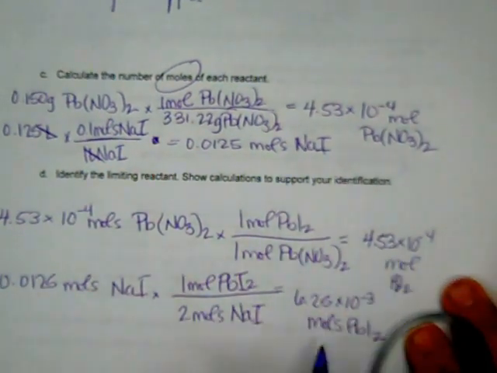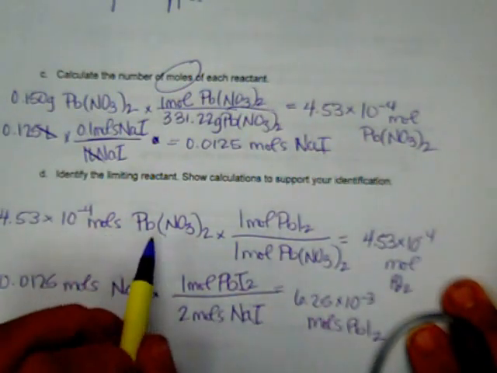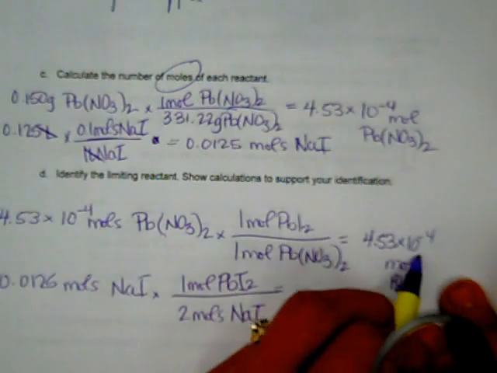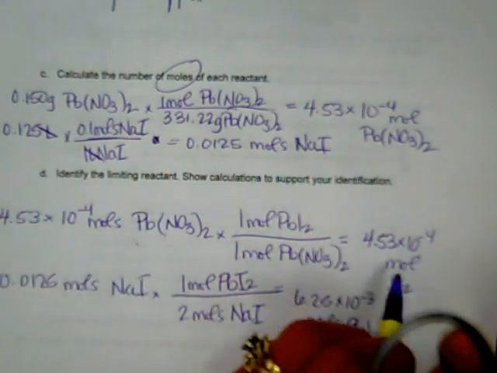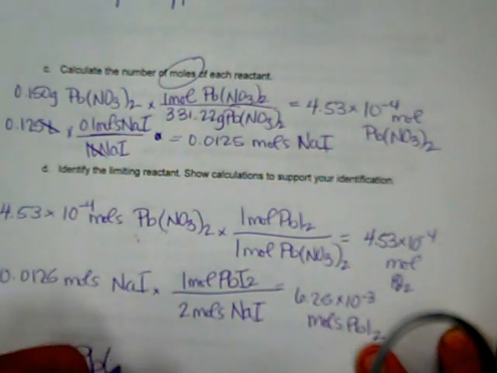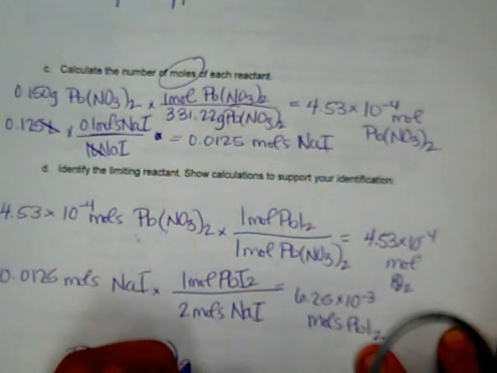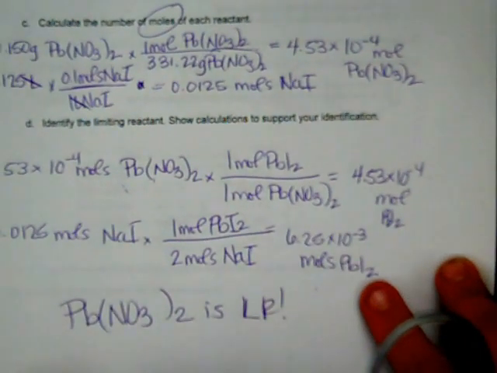Because this number is smaller than this number, this is the maximum amount of product I can make, which means lead-2 nitrate is limiting my product amount. So once all of this is used up, I cannot make any more lead-2 iodide. So lead-2 nitrate is my limiting reactant, LR. Okay?